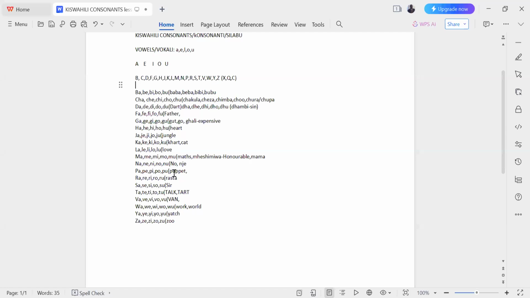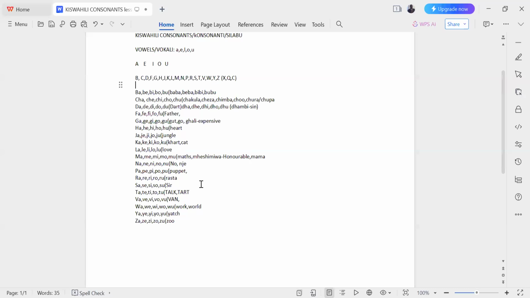You move to letter L, you pronounce it the same way you pronounce L in the word love. So it's la, le, li, lo, lu. Letter M is just the same way you say it in the word math. So it's ma, me, mi, mo, mu. You go to letter N, you pronounce it the same way as in the word no. So it is na, ne, ni, no, nu.